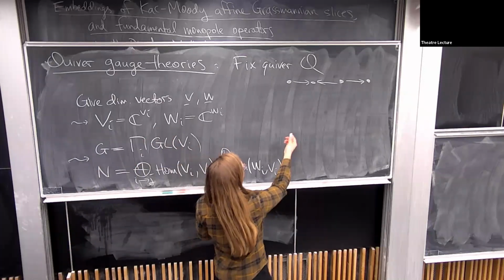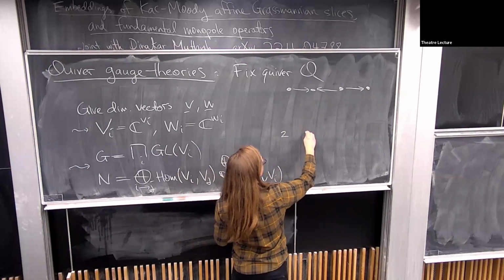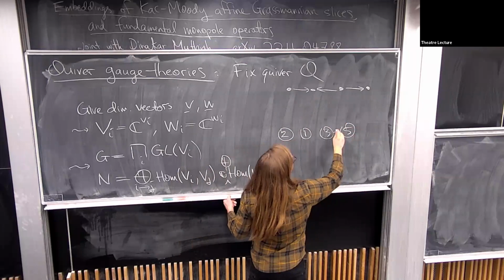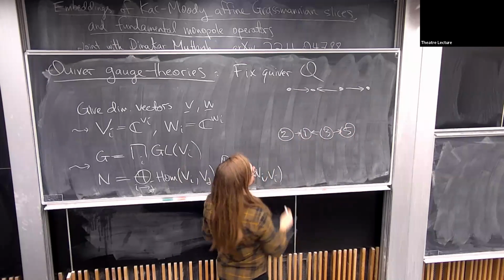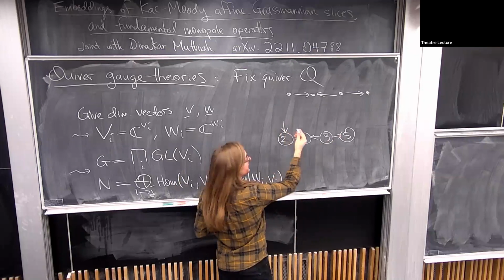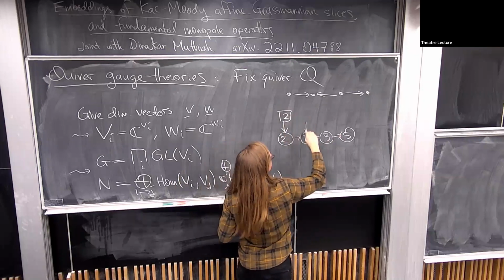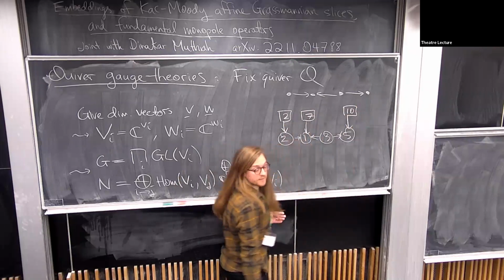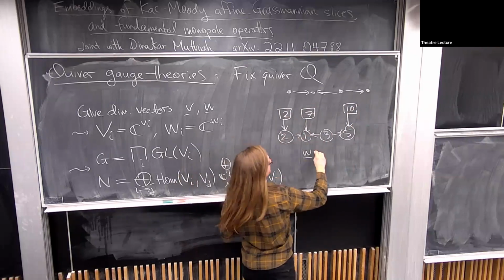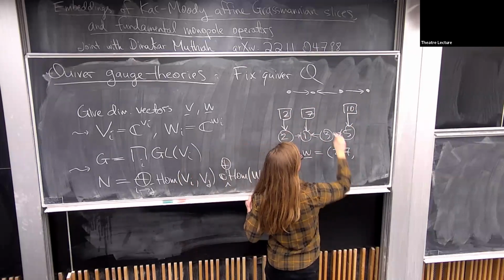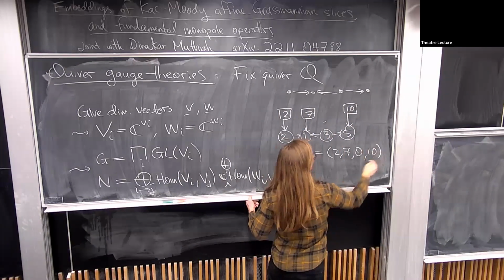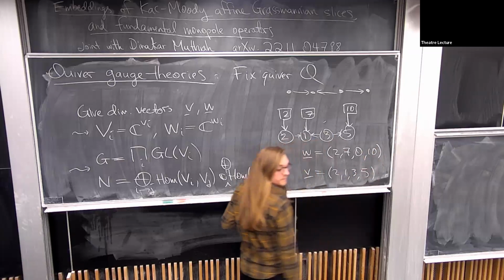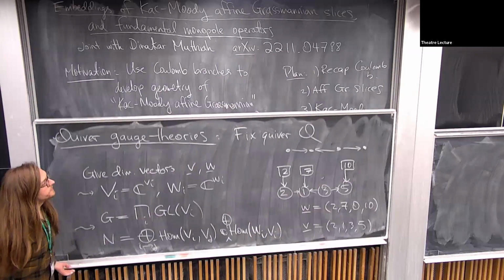Just as an example, maybe we take this quiver. I'm going to pick some numbers. Left, right, these would be my V's, and then I have some framing. Maybe it is 0 at some nodes. So just as an example, here my W is the framing. This is some list of numbers, 2, 7, 0. I've omitted 10, and V would be these numbers here.